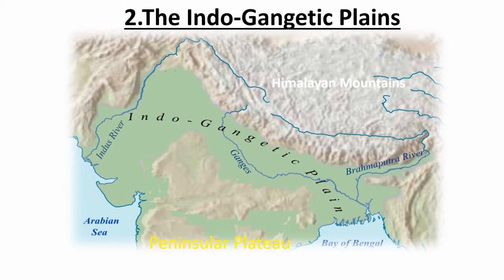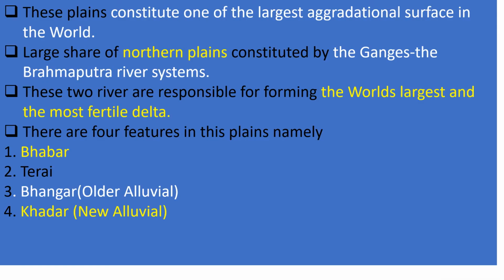So these plains constitute one of the largest aggradational surfaces in the world. The largest share of the northern plains of India is constituted by the Ganga and the Brahmaputra river system. These two rivers join together in their lower reaches before meeting the Bay of Bengal, and are responsible for forming the world's largest and most fertile delta.